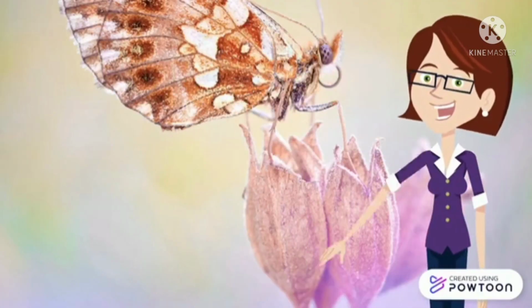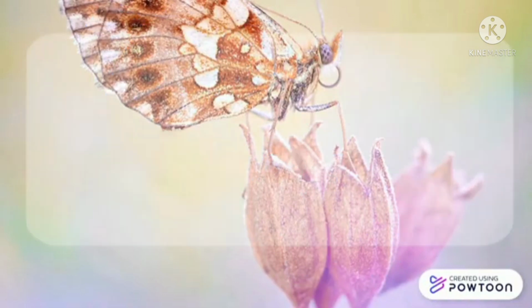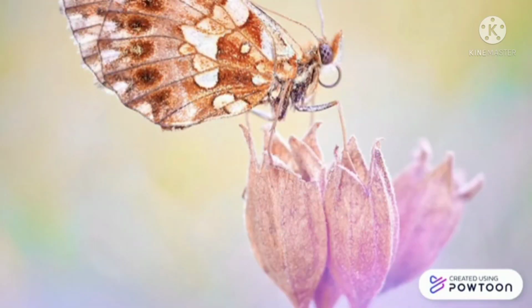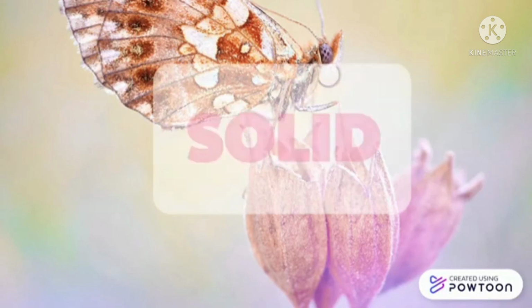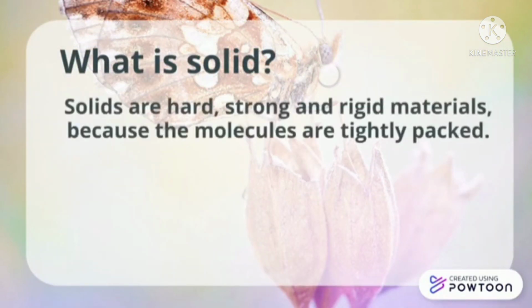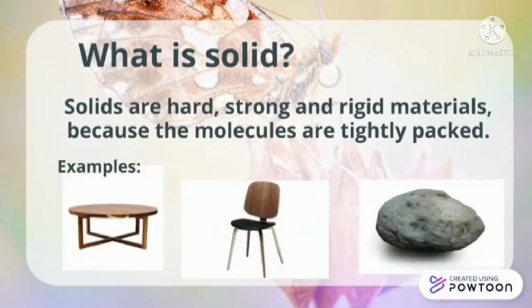Hi kids! Today, we will be learning about the characteristics of solid. First, let us review the definition of matter. Matter is anything that occupies space and has mass. There are 3 states of matter, but we will be learning this time the first state of matter, which is the solid. What is solid? Solids are hard, strong, and rigid materials because the molecules are tightly packed. Some examples of solids are table, chair, and stone.